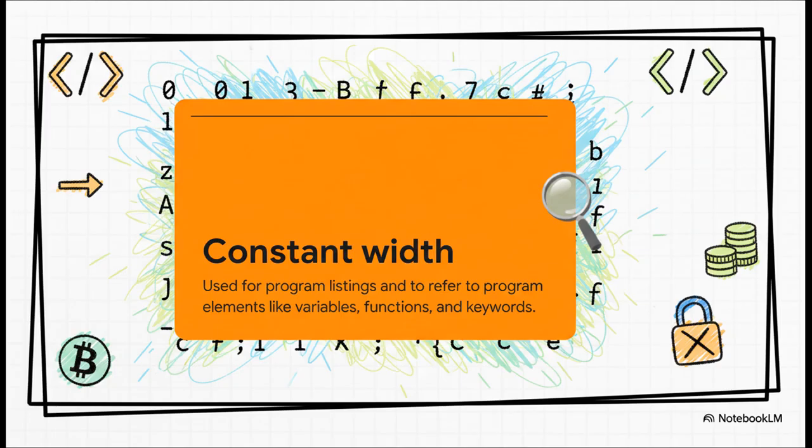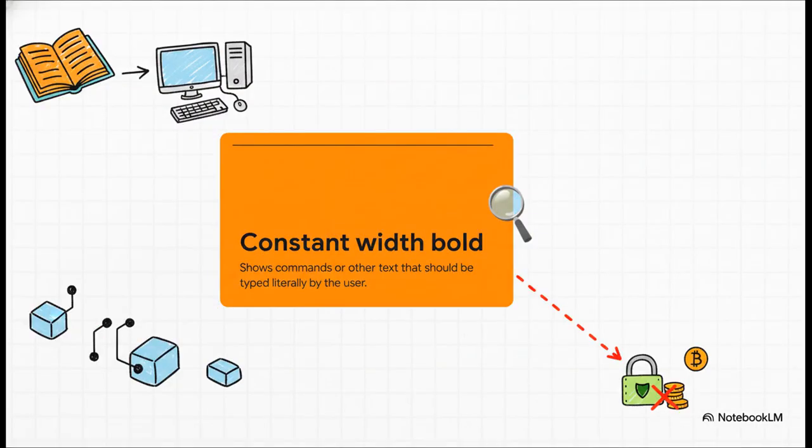Next, we've got the constant width font. This is basically your code vision. The second you see this typeface, even if it's just sitting in the middle of a regular sentence, you know you're looking at a piece of the machine. A variable, a function, a keyword, it's all code. Simple as that.